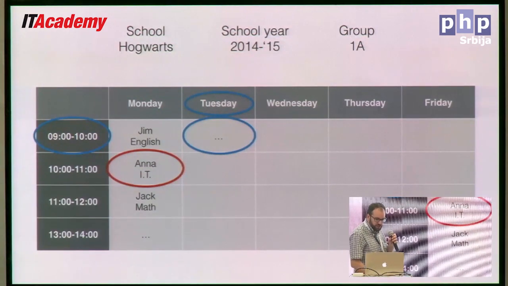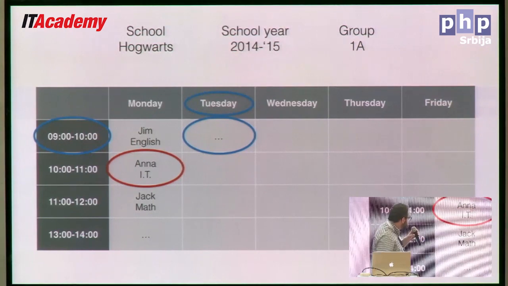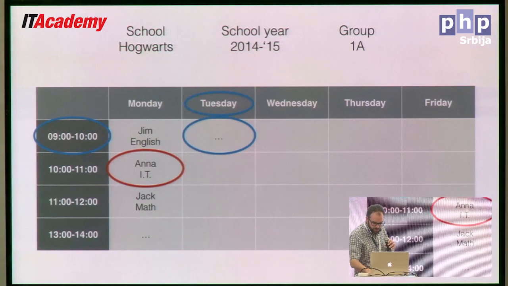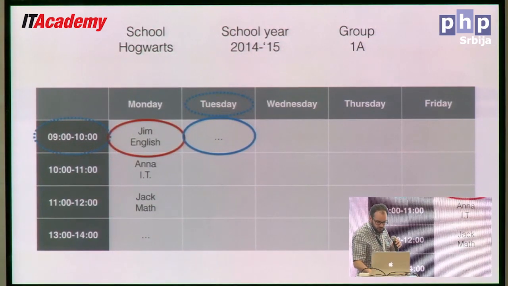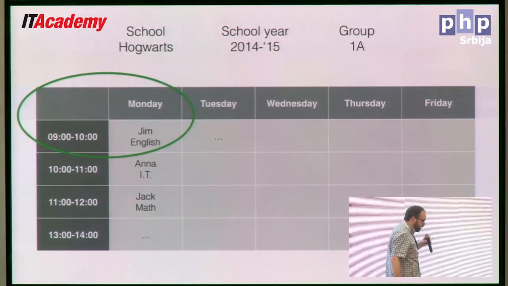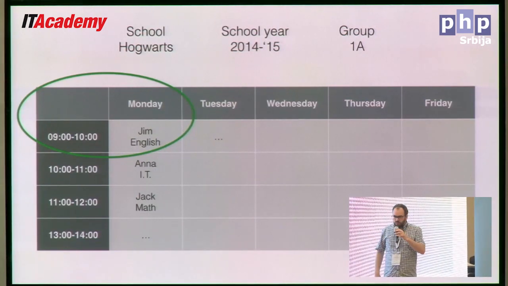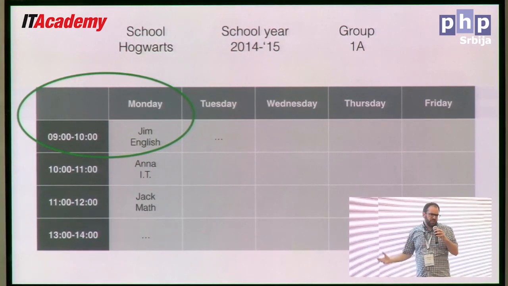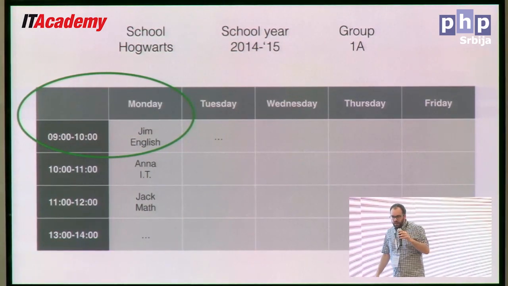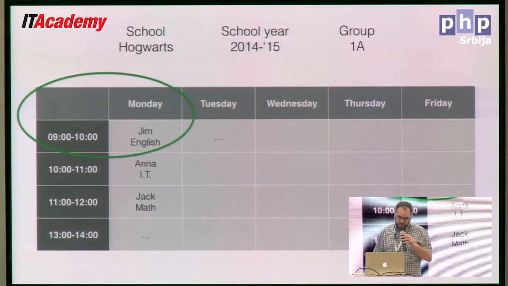So here you can sort of see what I just explained, basically. The blue ones are the period, and the red one is the class. And then the combination of everything, that's the green one here. Jim teaching English at Monday 9 till 10. That is the sort of complete thing. You could call this maybe a scheduled lesson or a scheduled class or something like that. That could be a good name for it. Maybe there's even a better name, and you can search for it.